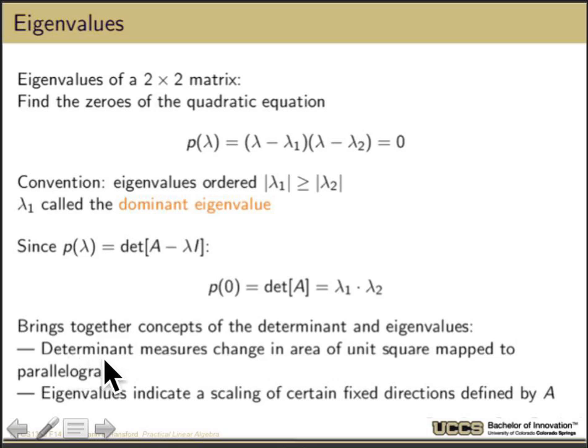And so the determinant measures the change in the unit area of the square as it was mapped to the parallelogram. So the determinant tells us how much the change is happening. Eigenvalues indicate the scaling of certain fixed directions defined by A. Okay. And so when, for example, before we had the determinant going to 0 because the matrix was degenerate, then one of the two fixed directions is going to go away.